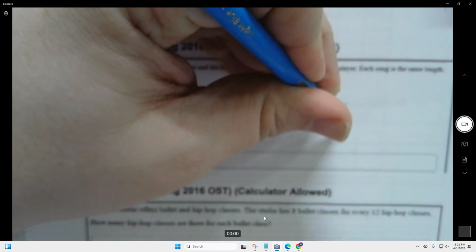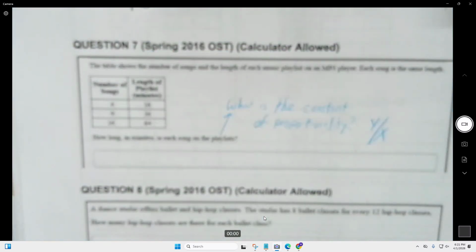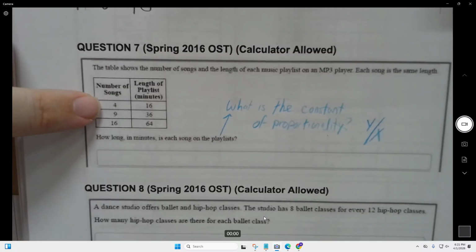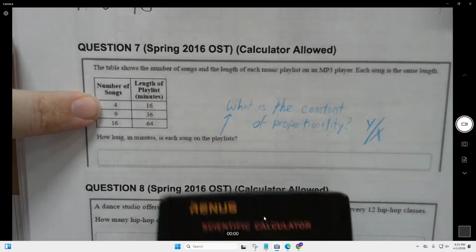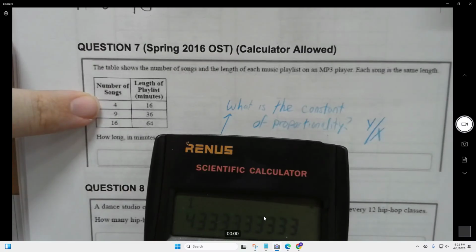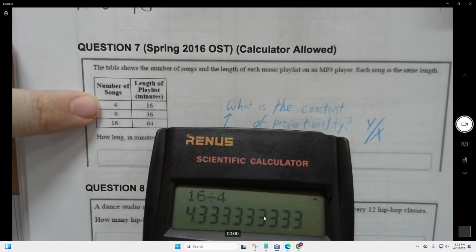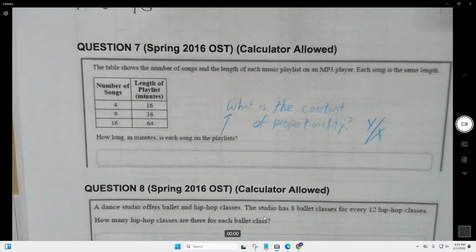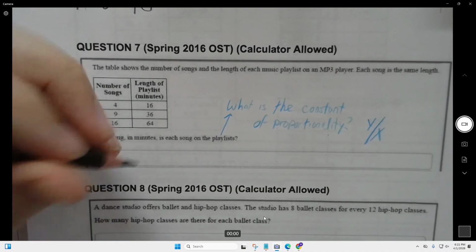Which, as we established earlier, is y over x. Which would mean, in this case, you could pick any one of these, it doesn't matter which. We'll do the first row, 16 over 4 is 4. So your constant of proportionality is 4.